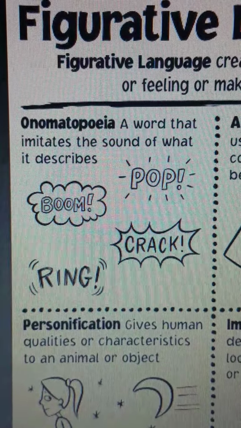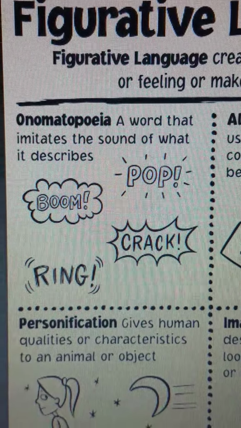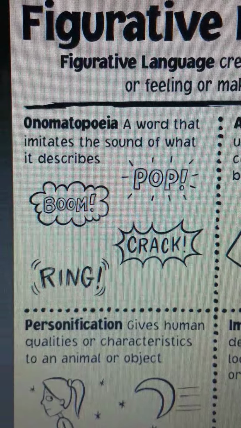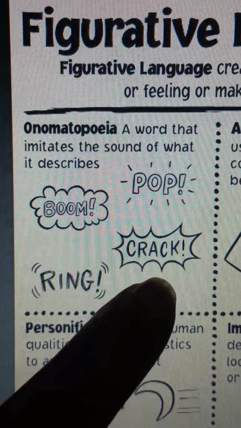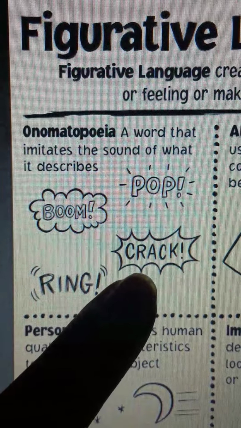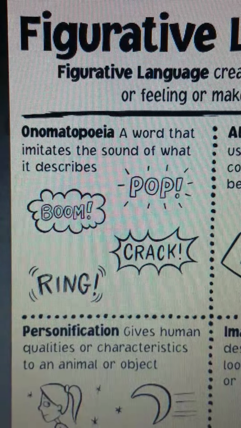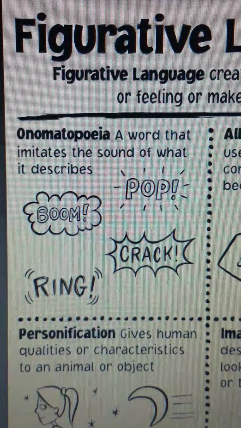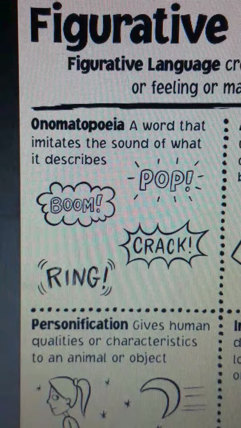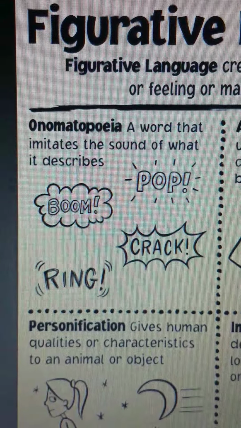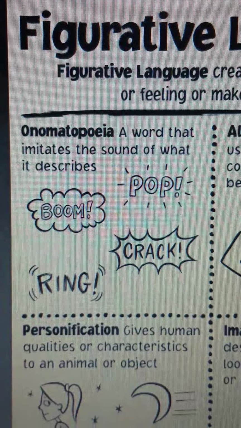So if the author is referencing a tire popping or a balloon popping, they might use boom or pop, okay? If somebody is sneaking down through a forest and they step on a stick, they might hear crack. Telephone ringing, they might say ring. So that's called an onomatopoeia. You can use that in your own writing, but authors do that to create imagery in your mind and make you feel like you are actually there in the story, okay?